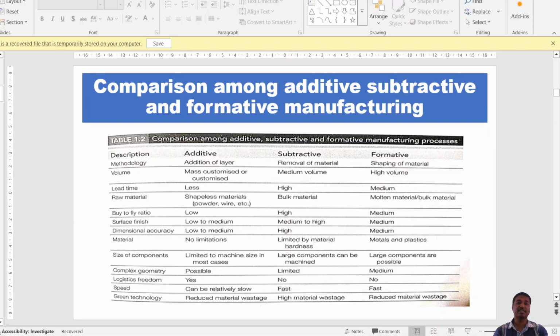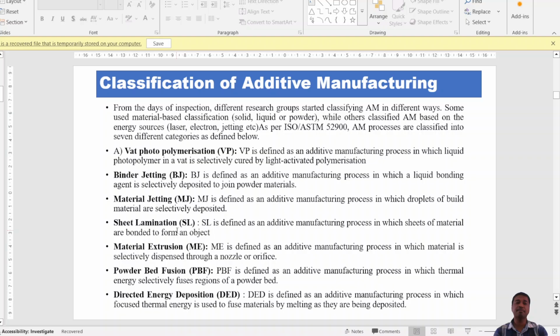So next, the classification of additive manufacturing. These are the basic classifications: vat photopolymerization, binder jetting, material jetting, sheet lamination, material extrusion, powder bed fusion, and directed energy deposition. First, vat photopolymerization. Vat photopolymerization or stereolithography is defined as an additive manufacturing process in which liquid photopolymer in a vat is selectively cured by light activated polymerization.